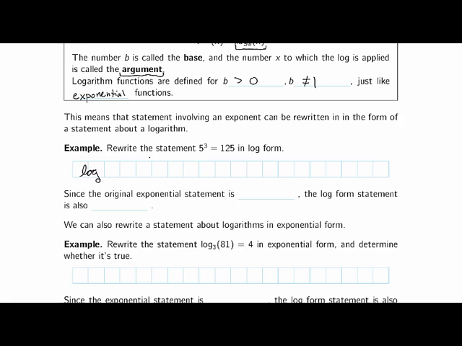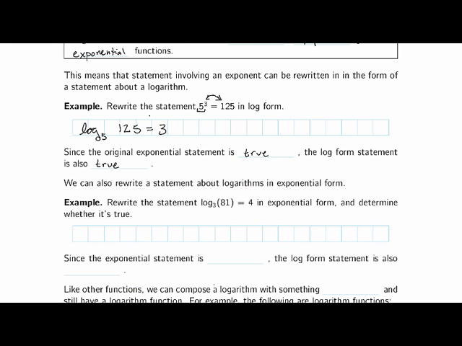So log, the base is 5, so the base of the log is 5. And then the exponent and the argument switch places. The log base 5 of 125 is 3. And since the original statement is true, 5 to the third really is 125, the statement about logs is also true. We can also go the other way around.